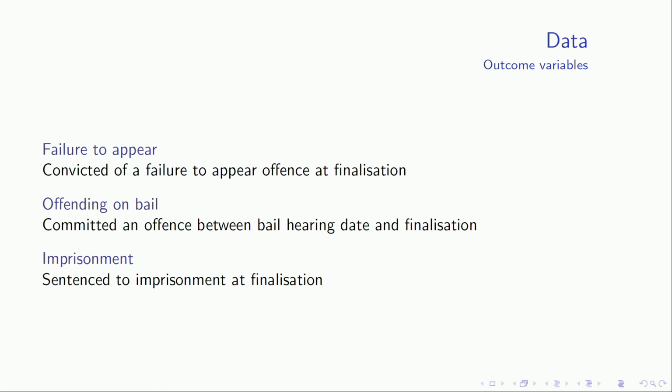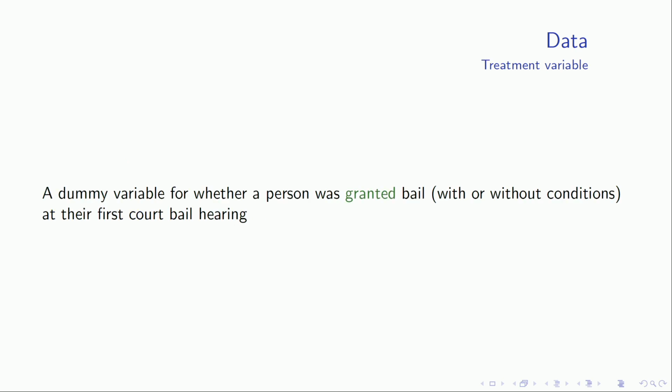I have three outcome variables, and they're all binary. The first is failure to appear, that someone is convicted of a failure to appear offense at finalization. I have offending on bail, whether someone committed an offense between the bail hearing date and finalization. And I have imprisonment, whether someone received a prison sentence at the end of their case. For the treatment variable, I'm using a dummy variable for whether someone was granted bail with or without conditions at their first court bail hearing.